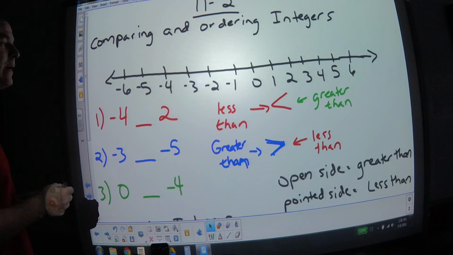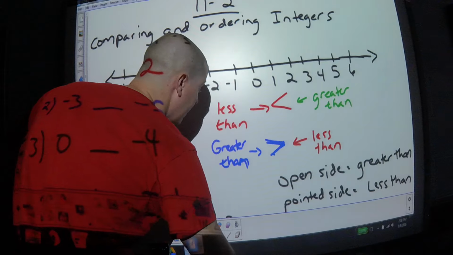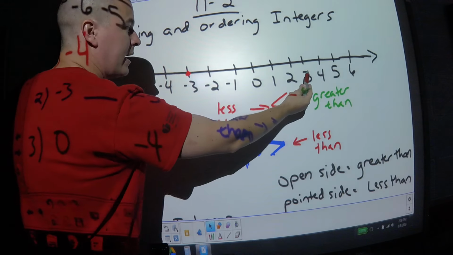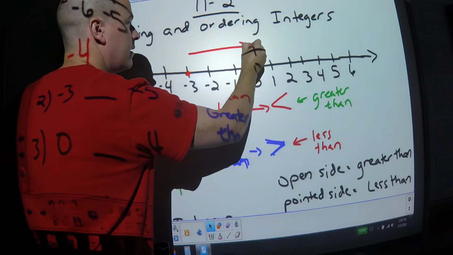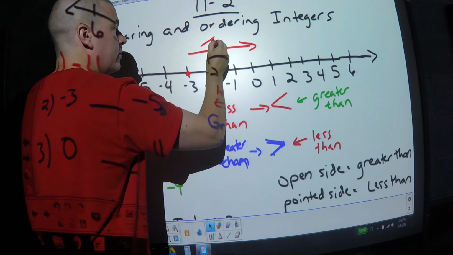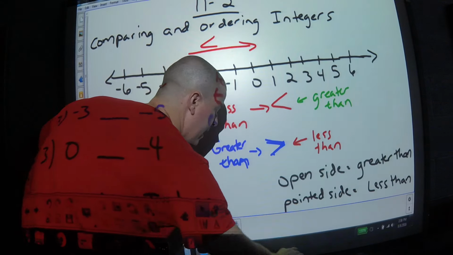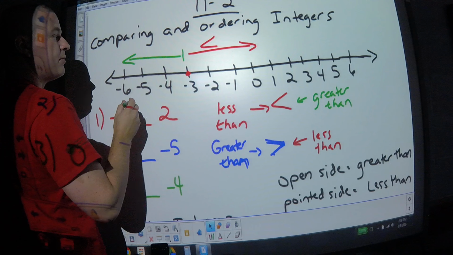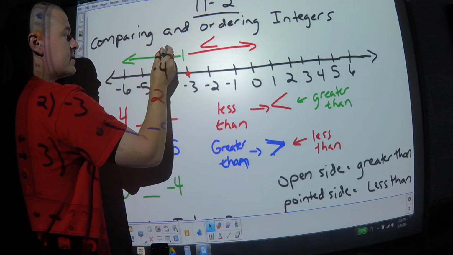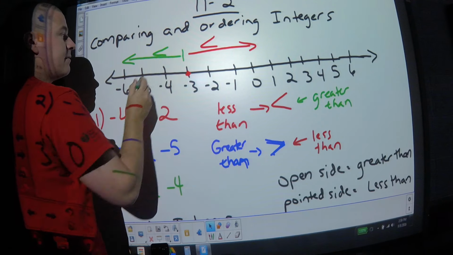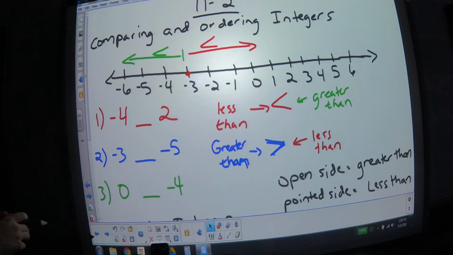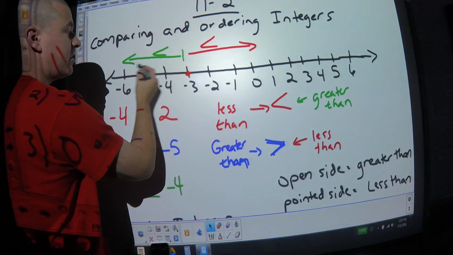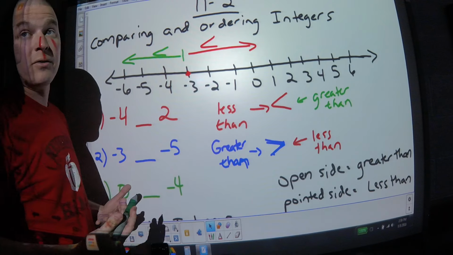So for instance, if I have -3, anything to the right of -3 is going to be greater than, and anything to the left of -3 is going to be less than -3. So anything to the right, -3 is less than it. Anything to the left of -3, -3 is greater than it.